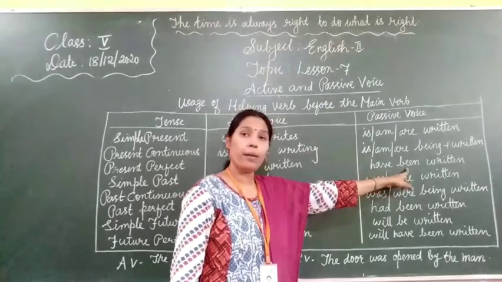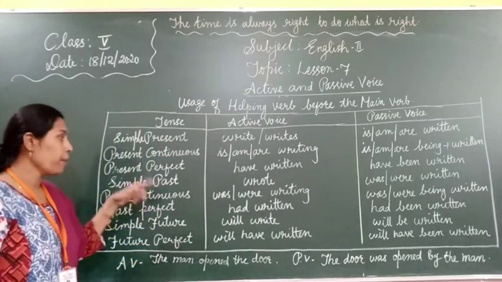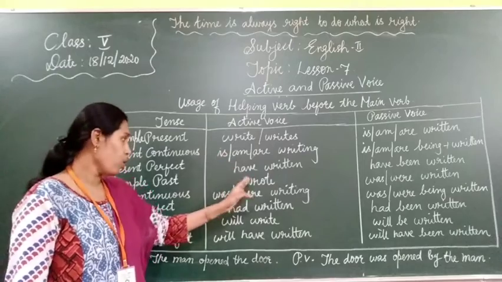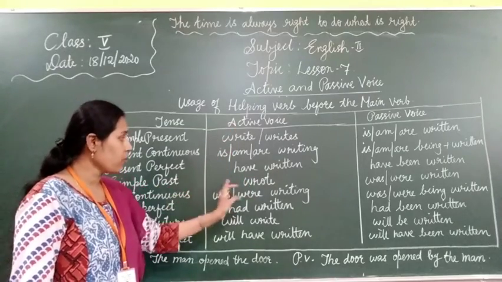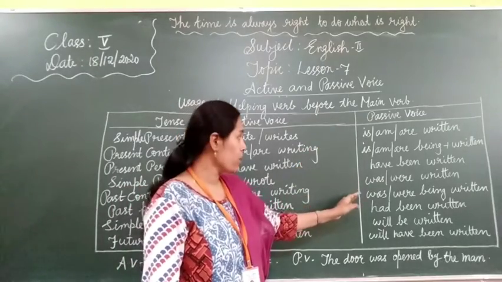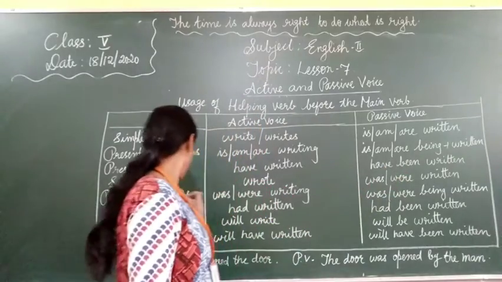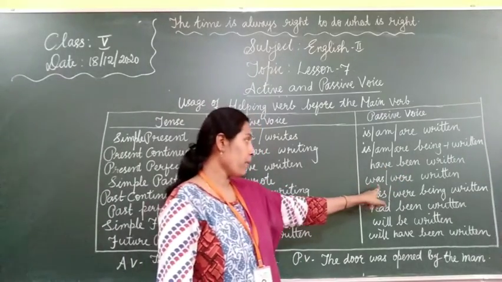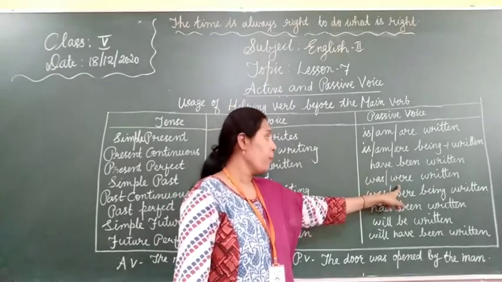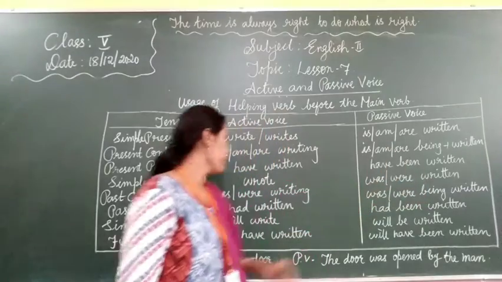You have to add be, have been written. Next, in simple past. Simple past tense of write is wrote, right? So simple past in active voice, if it is wrote, then when you change to passive voice, was or were plus written. Simple past, right? So helping verb was or were. Was for singular, were for plural, and V3, that is past participle, written.